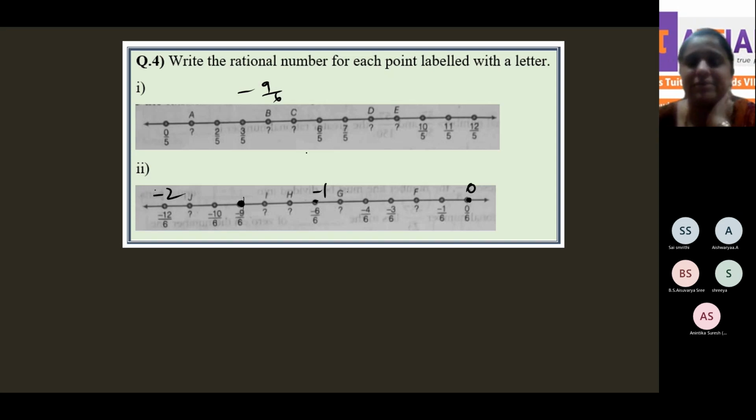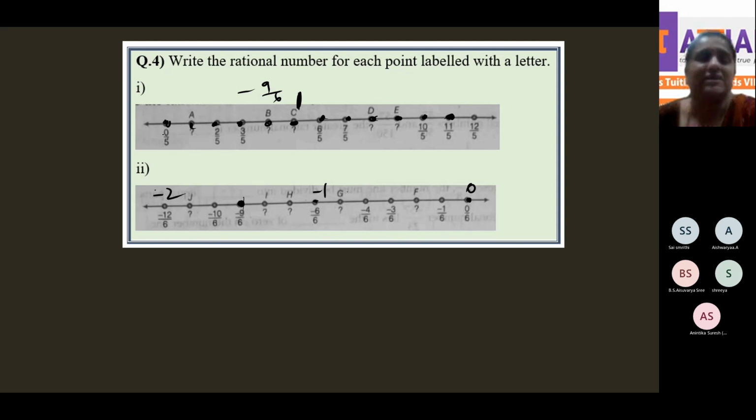If you're asked to represent 11 by 5 on the number line, the denominator is 5. So we start with 0 by 5, 1 by 5, 2 by 5, 3 by 5, 4 by 5, 5 by 5. 5 by 5 is 1. So 0, 1. Then 6 by 5, 7 by 5, 8 by 5, 9 by 5, 10 by 5, 11 by 5. This is the position of 11 by 5.